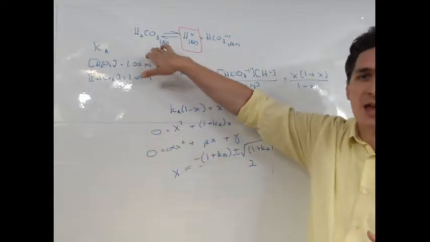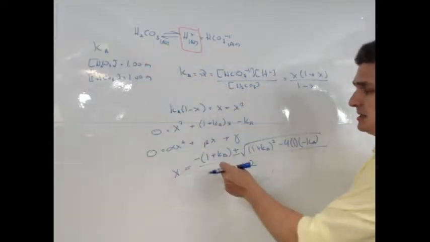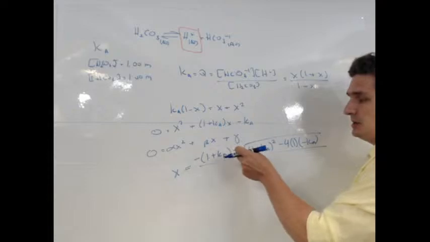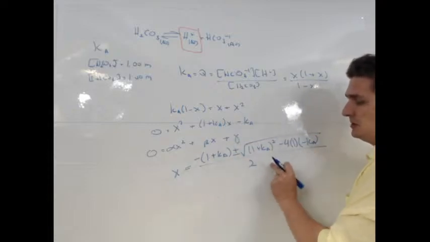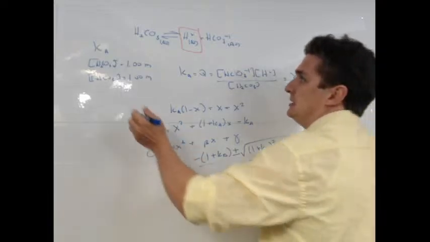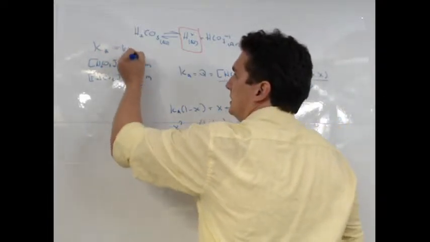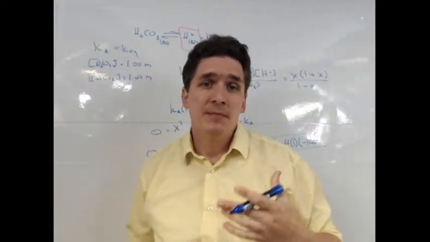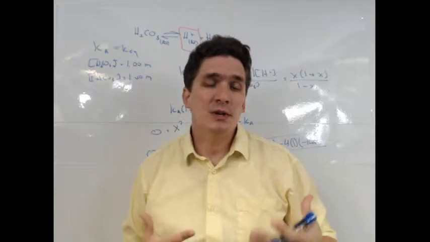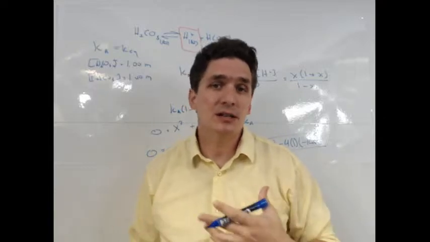So if we know the Ka of this reaction, it just ends up getting dropped into 1 plus whatever that number is, plus minus square root of 1 plus that number squared, minus 4 times that number, all over 2. Now again, Ka and Keq are synonymous. So a Ka is just an equilibrium expression. It's a specific type of equilibrium. It's a weak acid dissociation, but it's still a Keq.